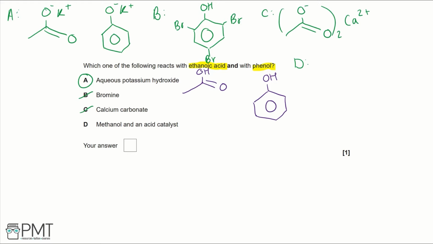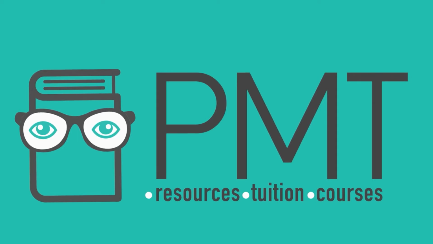found in ethanoic acid, where we have this ester group being formed here, where the double bonded oxygen is coming from the carboxylic acid and the single bonded oxygen is coming from the methanol. So here we've got our ester, but it doesn't react with phenol because phenol doesn't have a carboxylic acid group for it to form an ester. So D only reacts with ethanoic acid, so it can't be our answer. So therefore, to get the mark for this question, we need to write A in the answer box provided.